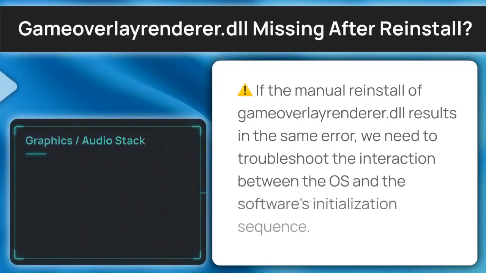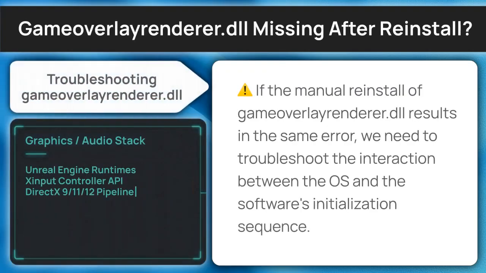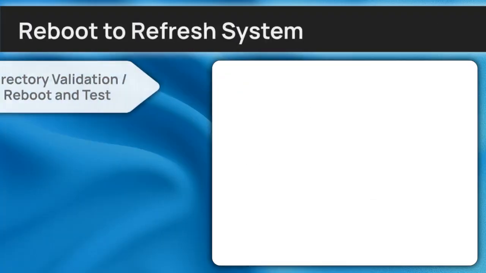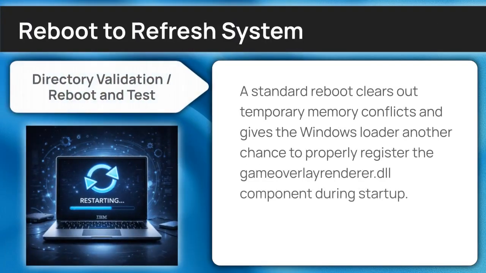If the redistributable repair didn't resolve the pop-up, the next logical step is to analyze the local environment for process conflicts. A quick system restart is a practical way to ensure that all shared libraries, including Game Overlay Renderer, are being loaded correctly into the current session's memory.